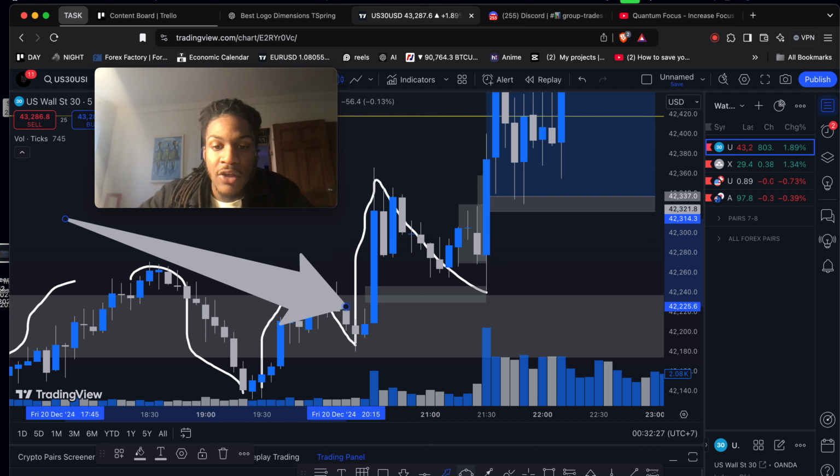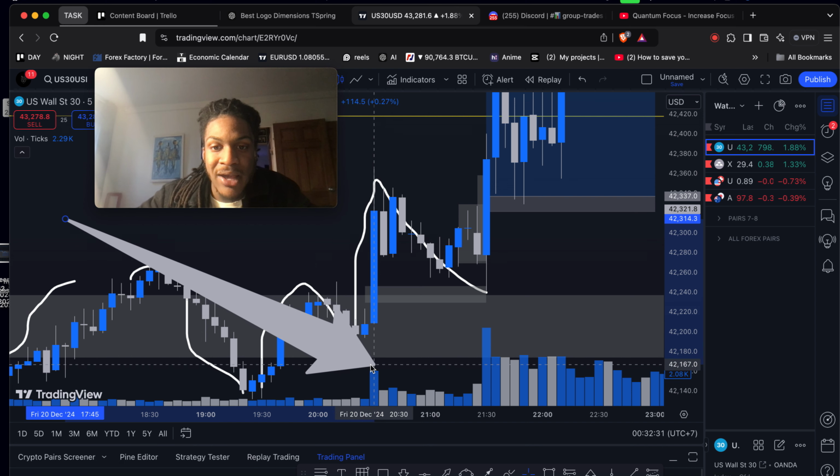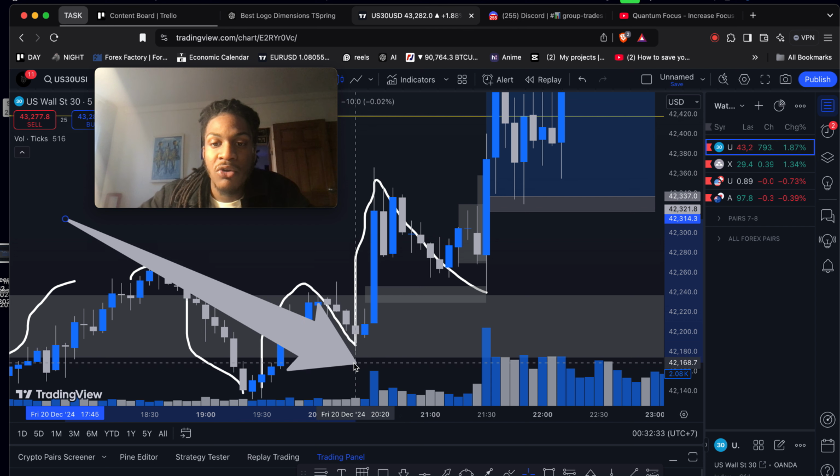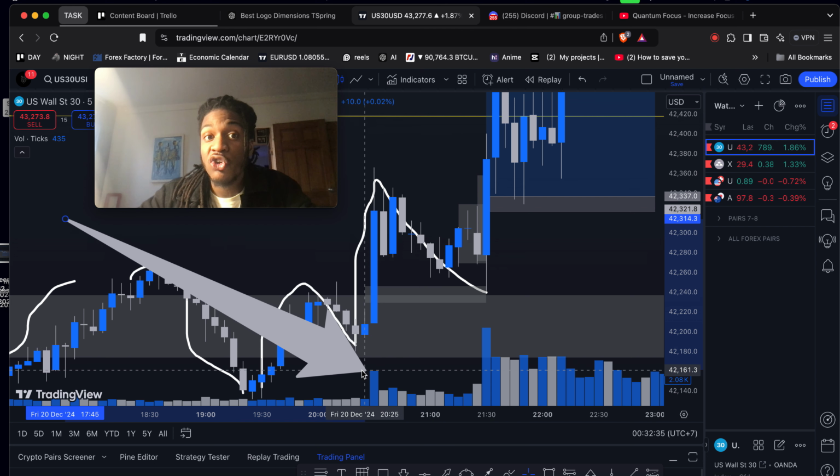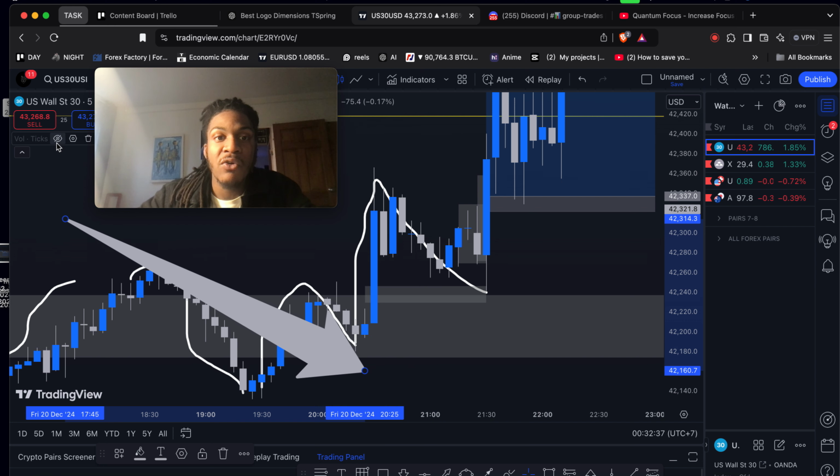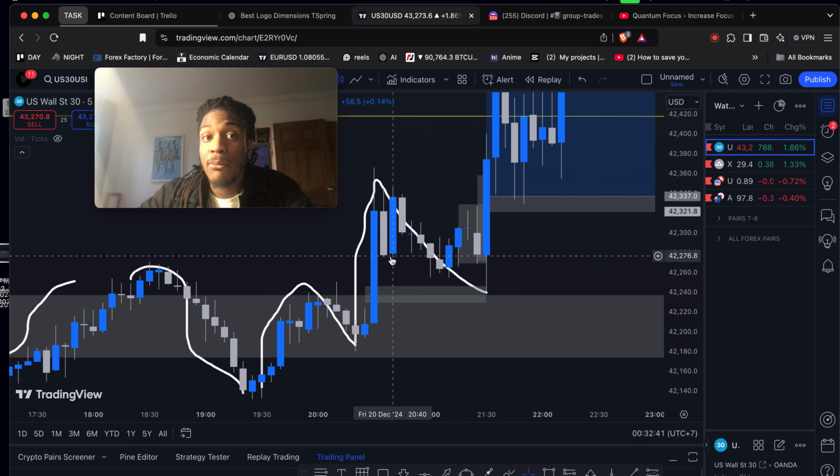You can even see it because I just turned on the volume indicator. You see where the big candles are, and you see these spikes of blue. That means there are spikes of money right there, spikes of bullish momentum. And the only people that can create significant bullish momentum like that are the people that have the money that fuels the markets, which are smart money, the banks and institutions.